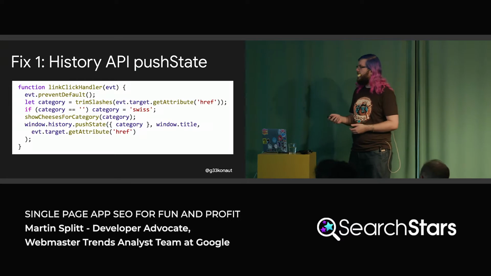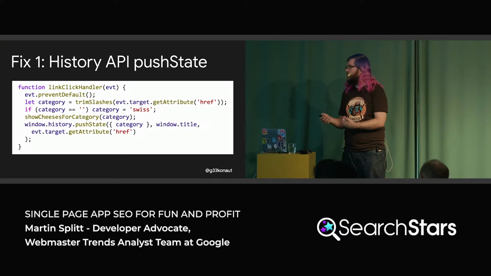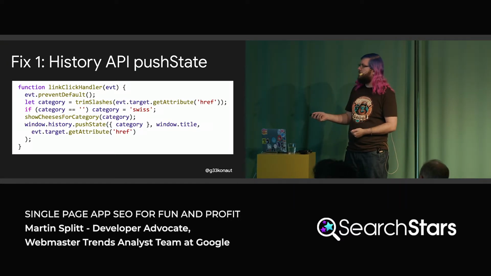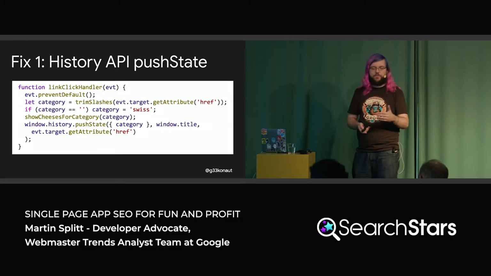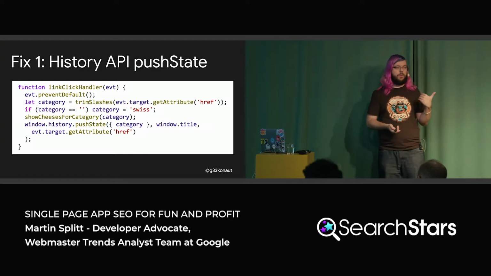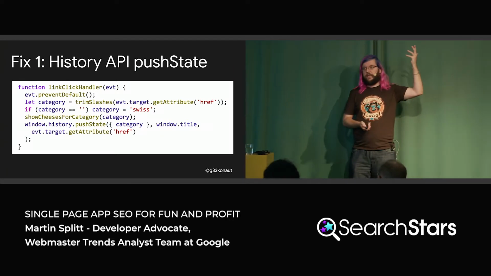I can do that by saying, I have a new entry in the browser history here. I can add some additional information for myself. In this case, I save the category information. I can set a specific title. I just use the window title that I already have. And then I read from the href what the URL for this browser state entry is.